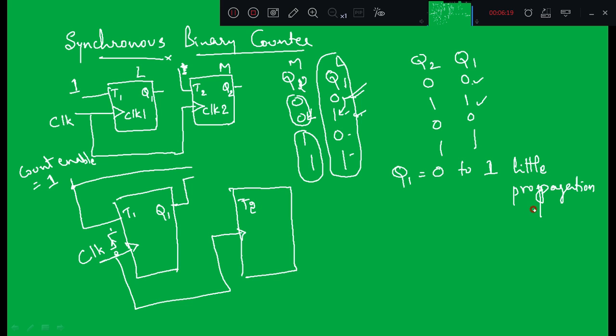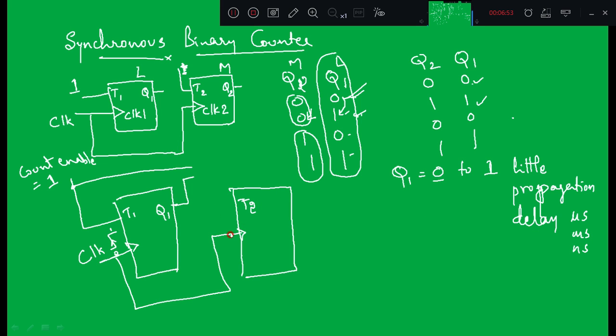It might be in terms of milliseconds, microseconds, or nanoseconds. But whenever T1 becomes 1, Q1 will not suddenly toggle or change its state from 0 to 1. It will take some amount of time, because this flip-flop is made up of a number of gates. So it takes a little propagation delay, which might be in terms of a microsecond, a millisecond, or a nanosecond.